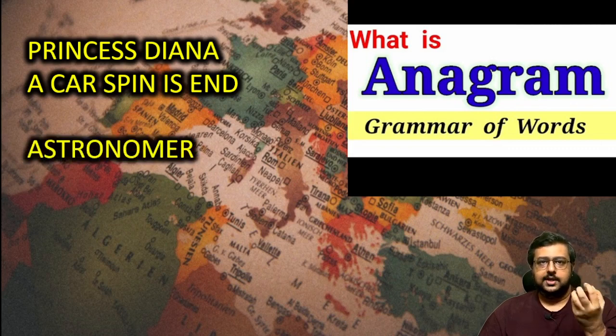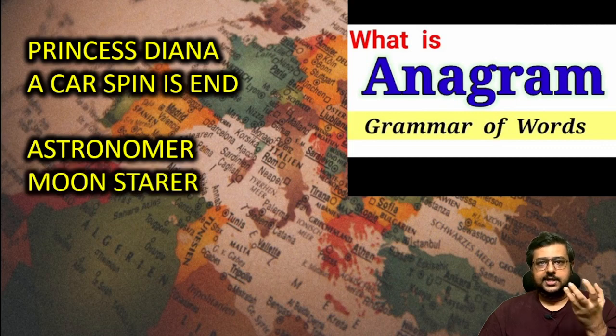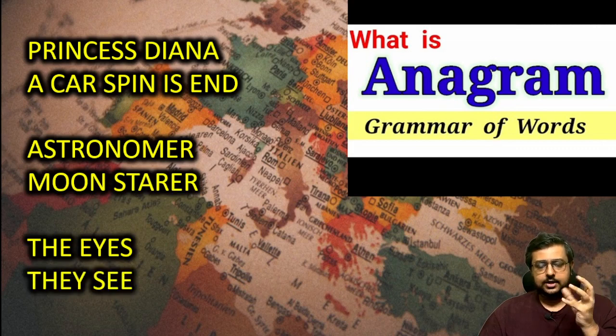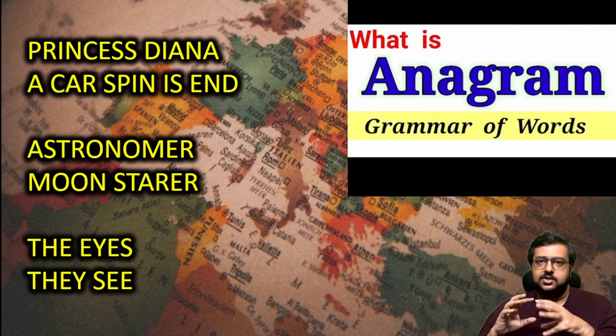Like astronomer: you take these letters and rearrange, it will become "moon starer." And if you take the eyes and take that Y and put it on the other side, it will become "they see." So this kind of concept, where with one word you take the same letters, jumble, rearrange and make something, is called an anagram.